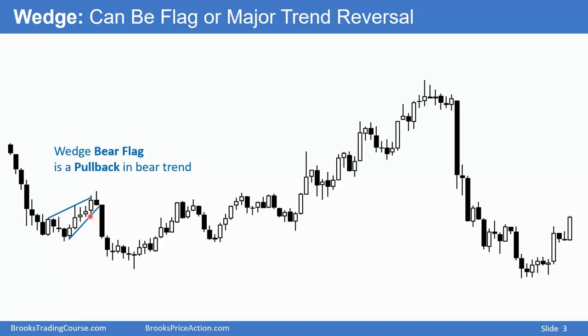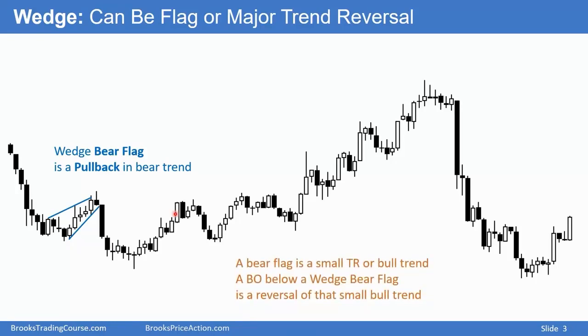Wedge bear flag is a pullback, and that means chances are the bear trend will resume. A bear flag is a small trading range or a small bull trend. A breakout above a wedge bear flag is a reversal into a small bull trend.